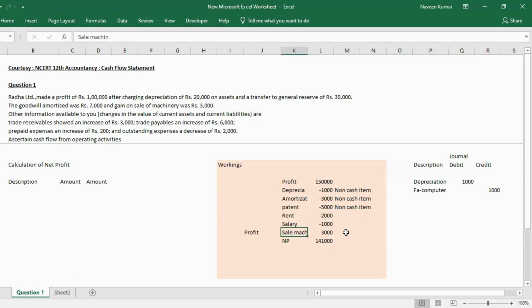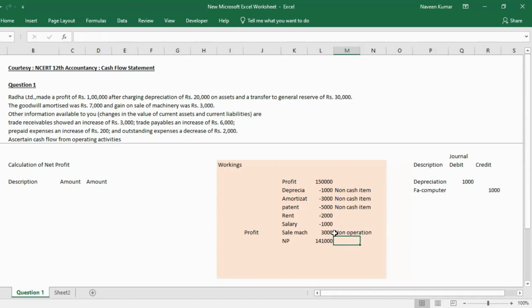But the sale of machinery, you think this 3,000 rupees is there? No, for example, Radha Limited is working under producing and selling chargers, you think. So whatever profit arises from selling of this charger will be your cash from, or net profit from, your operation. But the sale of machinery is not related to your operation. This is something apart from your operation. So this is a non-operation item, so we should remove it.